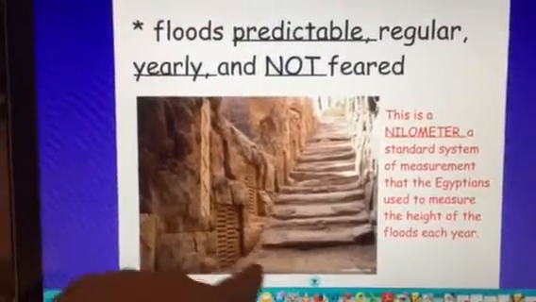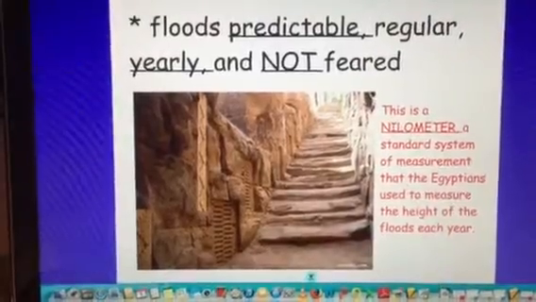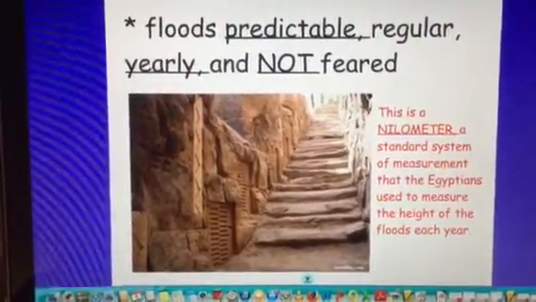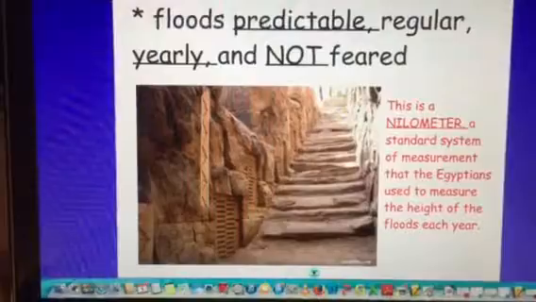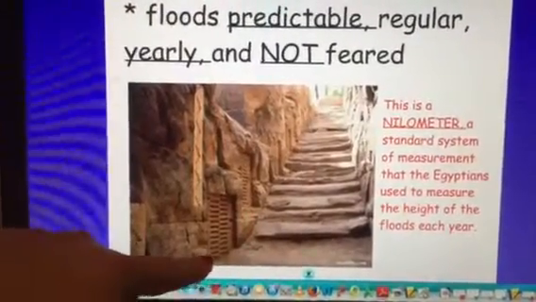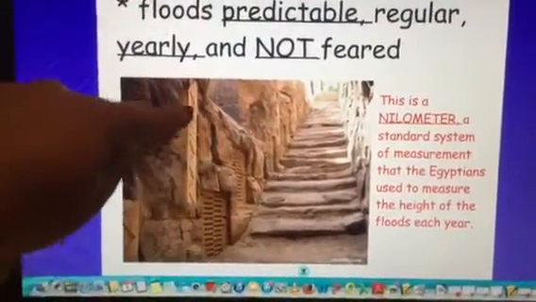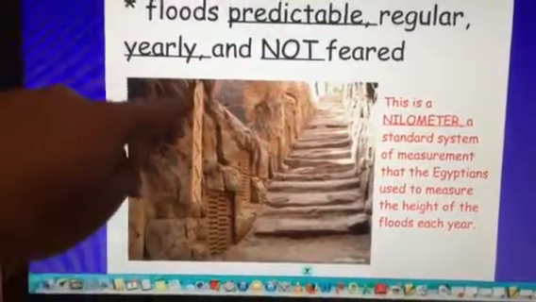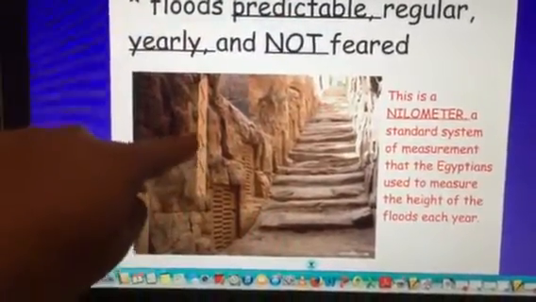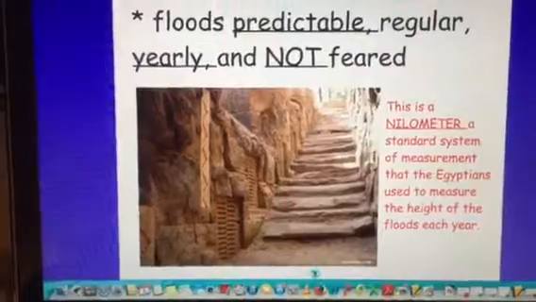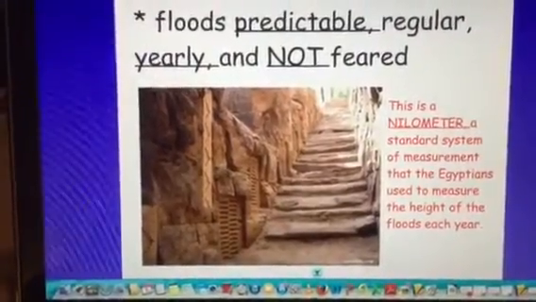This is an example of a Nileometer. It's a standard system of measurement that the Egyptians used to measure the height of the flood each year. These marks here on the walls tell the Egyptians how high the flood is, okay? That's what they use to measure it. So again, that's called a Nileometer.